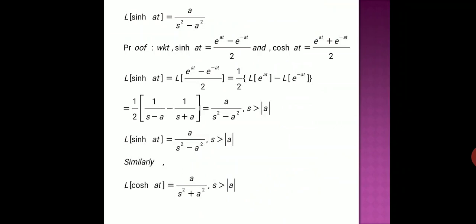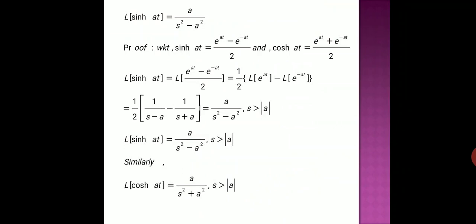The sin h theta and cos h theta formulas we already know: sin h theta is e power theta minus e power minus theta divided by 2, and cos h theta is e power theta plus e power minus theta divided by 2. In our theta we have to replace it by at here. First of all you have to find L of sin h at. Its value is e power at minus e power minus at divided by 2. That 1 by 2 is a constant taken outside, and inside you have to apply L here, L of e power at minus L of e power minus at.